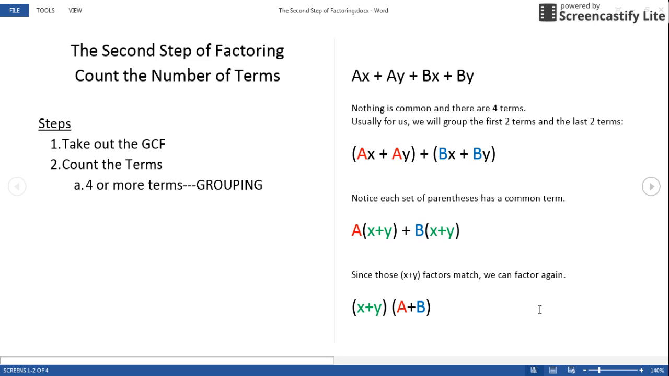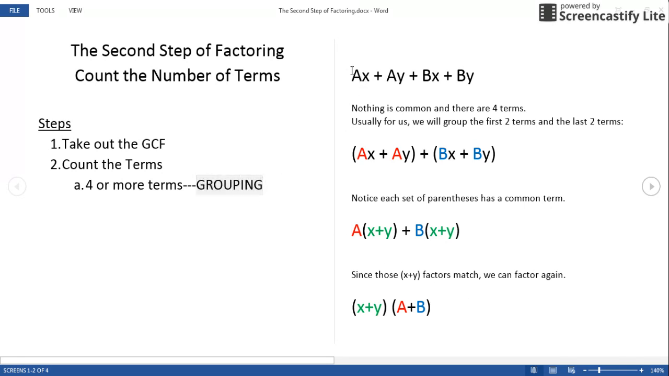The second step of factoring is to count the number of terms. After we have taken out a greatest common factor, next we want to count the number of terms because that's going to tell us how different things will factor. If there are four or more terms, we're going to do a process called factoring by grouping.